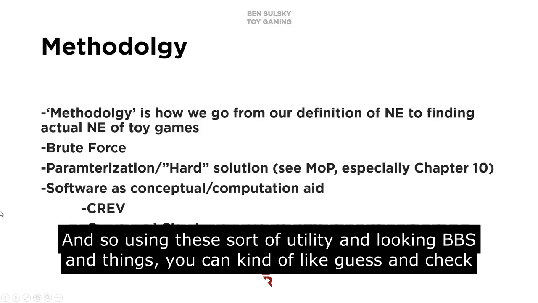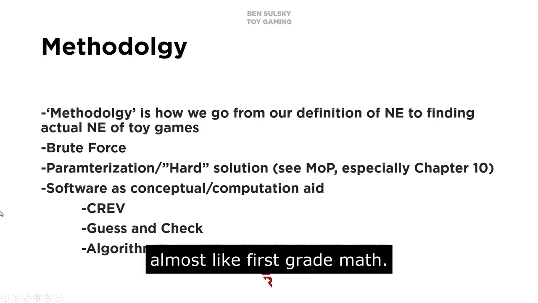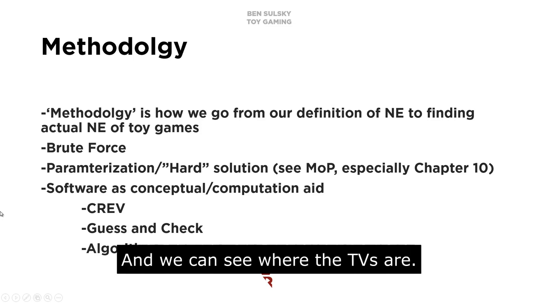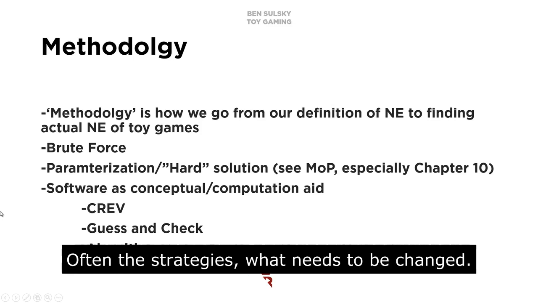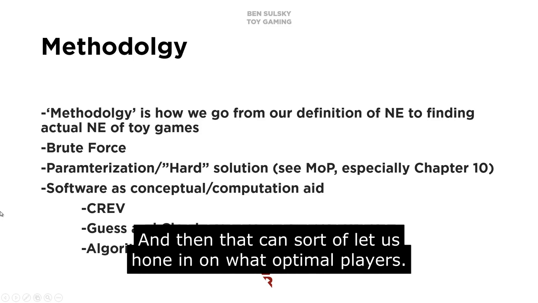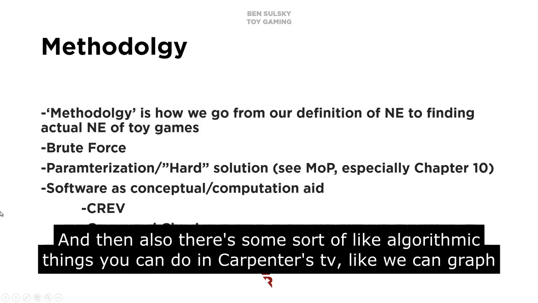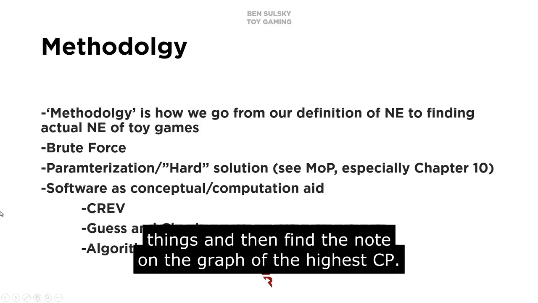Using these utilities and looking at EVs, we can guess and check, almost like first grade math. We can see where the EVs are off in the strategies and what needs to be changed, and that can let us hone in on what optimal play is. And then there are also some algorithmic things you can do in CardRunner's EV, like we can graph things and then find the node on the graph with the highest EV.